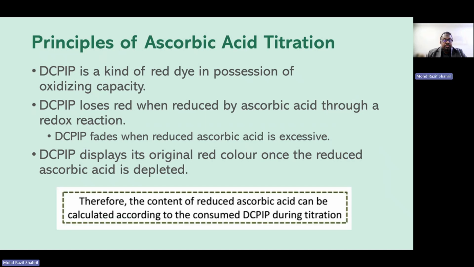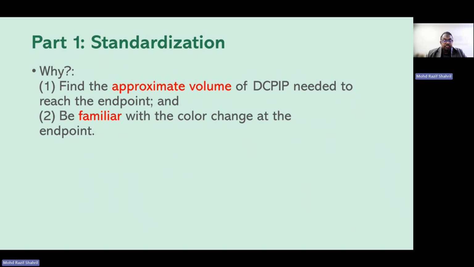Before we test our food samples, we have to do a standardization run. Why do we do this? There are two reasons. The first is to find the approximate volume of DCPIP needed to actually reach the endpoint. The second reason is so you can become more familiar with the specific color change at the endpoint.